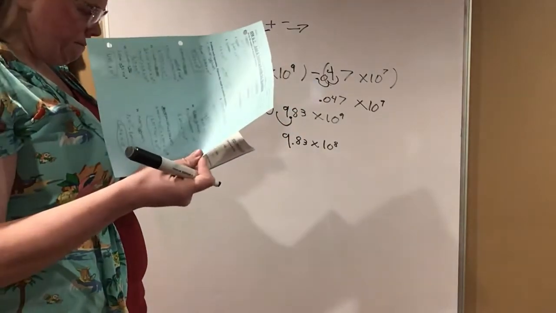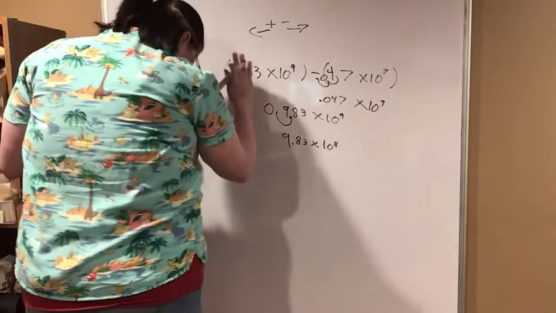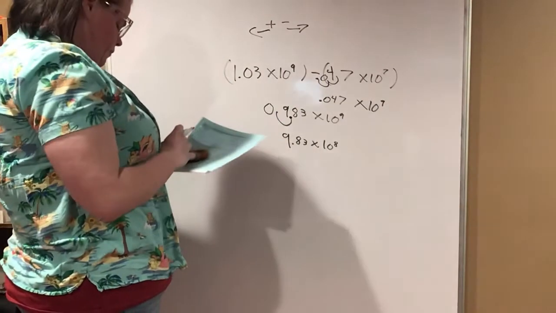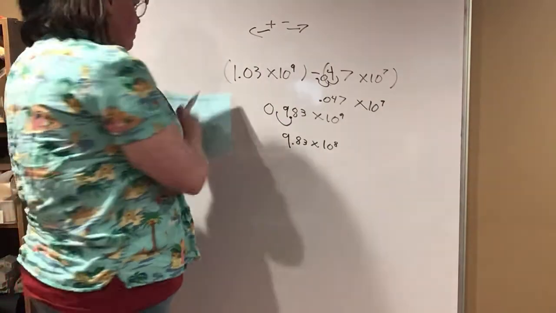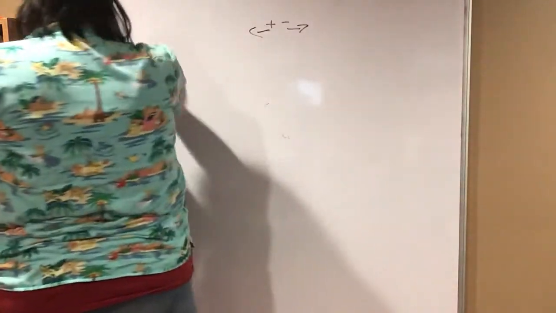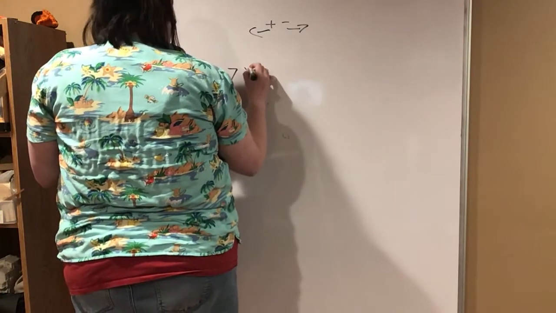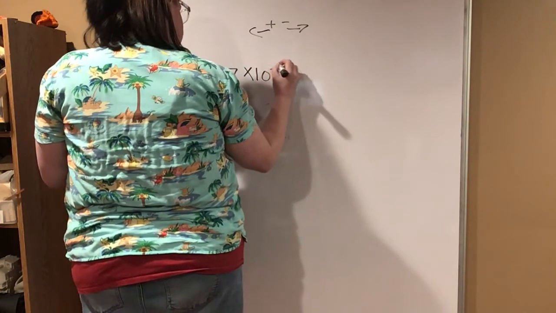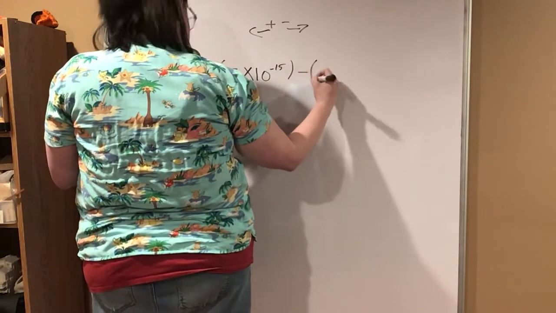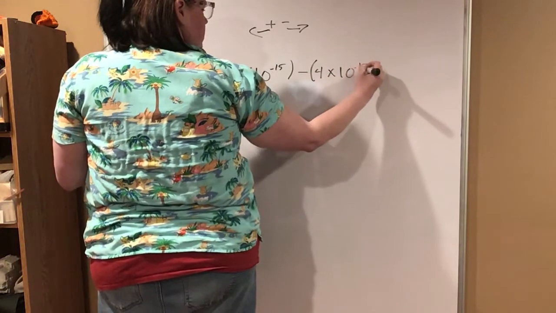Okay? Let's try one with a negative number in the exponents, which kind of confuses people sometimes too. So if we're given 7 times 10 to the negative 15th minus 4 times 10 to the negative 17th.